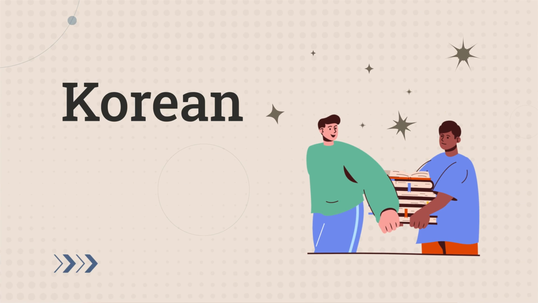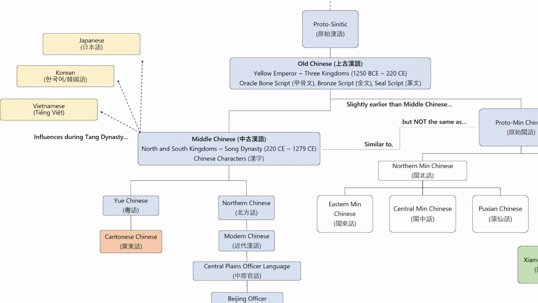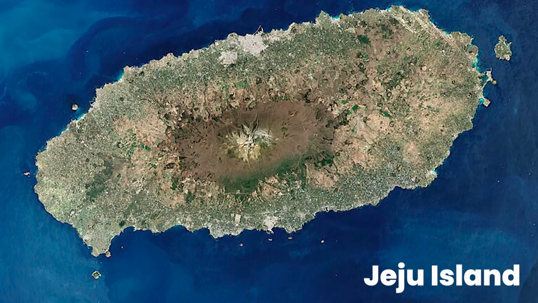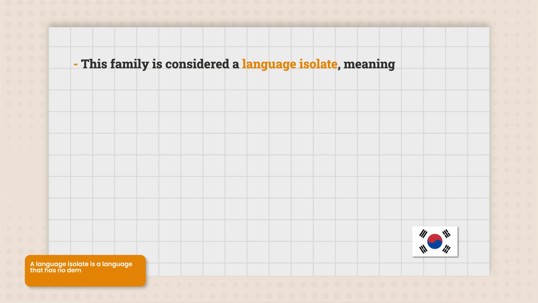Korean, on the other hand, is part of the Koreanic language family, which consists of two main branches, the Korean language itself and the Jeju language spoken on Jeju Island. This family is considered a language isolate, meaning it's not directly related to any other language.